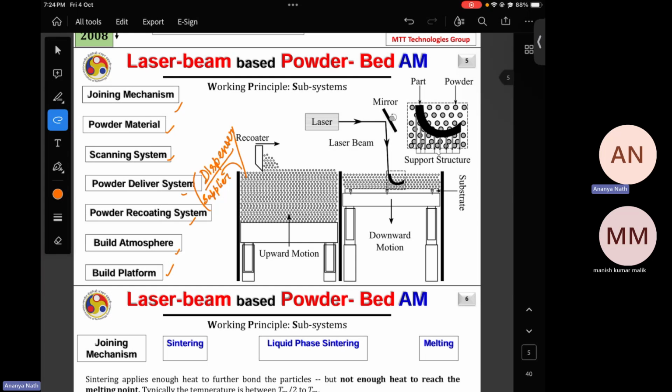So briefly, joining mechanism means whether it is getting sintered or melted. Powder material is whether it is polymer or metal. Even if it's polymer, is it a coated polymer or binder mixed polymer or initiator mixed polymer? Scanning system means whether you are using mirror based scanning or galvo scanner or 3D scanner or F theta lens. What is the scanning system?